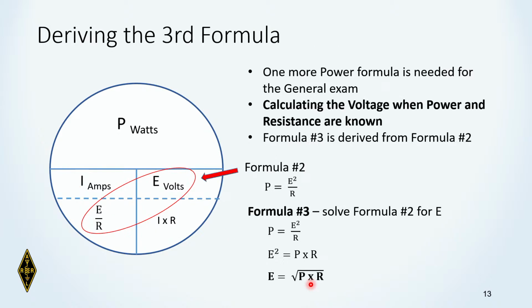There's one more. The third formula. These are all needed for questions on the general exam. So calculating voltage when power and resistance are known. Formula 3 is derived from formula 2. So formula 2 is P equals E squared over R, E times E over R. And then you just rearrange that equation, E squared equals P times R, and then solve for E, applying the square root to both sides. And we've derived the other one.